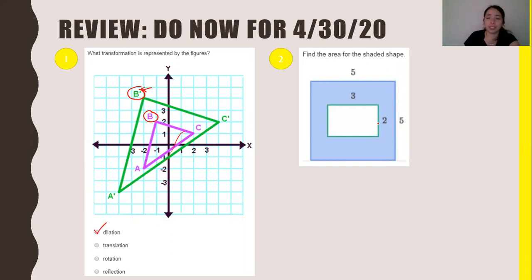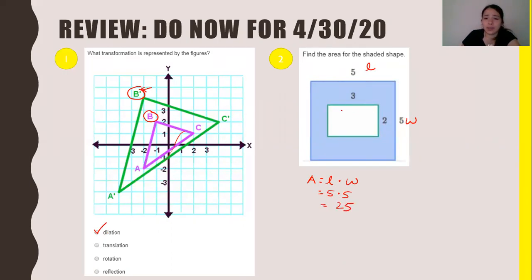Find the area for the shaded shape. We're going to find the area for this full shape. Remember, area is length times width. That is length. This is width. We're going to go 5 times 5, and that gives us 25.